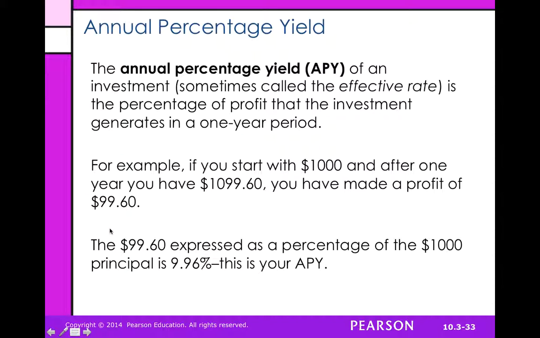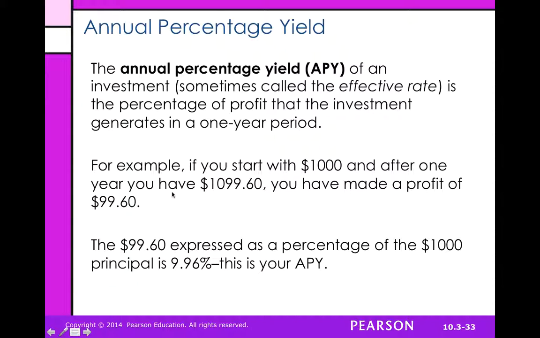So, what percentage of 1,000 is $99.60? Well, $99.60 is 9.96% of 1,000. And 9.96% is my APY. So that's what APY means. Take whatever your profit was, ask yourself, what percentage of my original investment was this profit? And that's your APY.